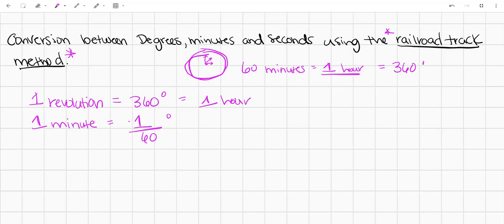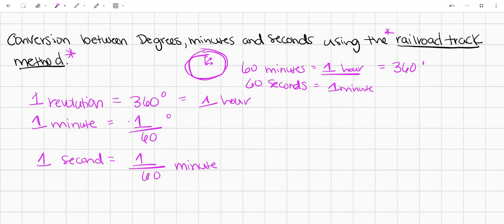Also, now let's consider seconds. There are 60 seconds in 1 minute. Okay, so it also works in that case where 1 second is equivalent to 1/60th minute.